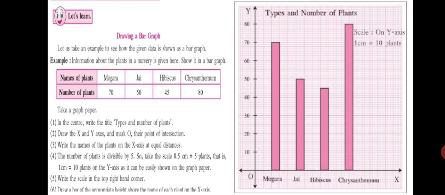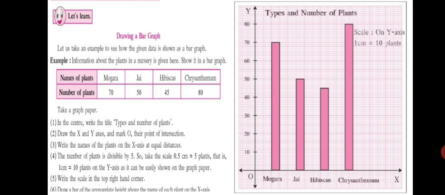So we have given y-axis 10, 20, 30, 40, 50 and so on in the increasing order of 10, because 1 centimeter is equal to 10 plants. So you have to mark it properly on the dark line each scale. Each number has to be mentioned clearly.